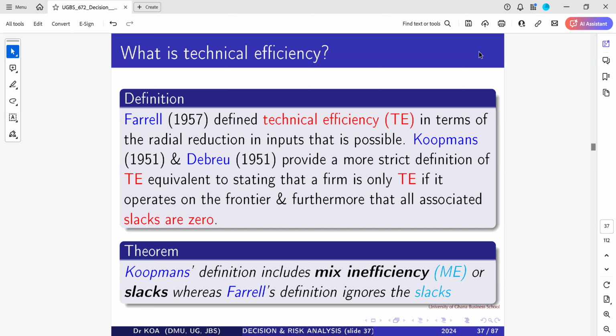Mixing efficiency can be of different types. Another kind of mixing efficiency is this: it's your inability to combine the inputs in such a way that you are able to produce the right output that you are supposed to produce.